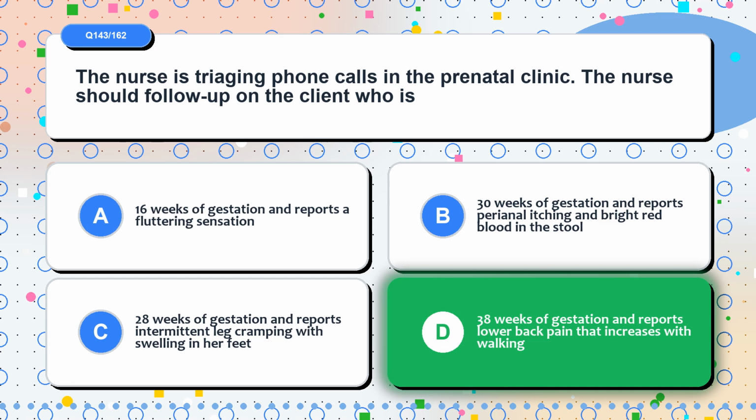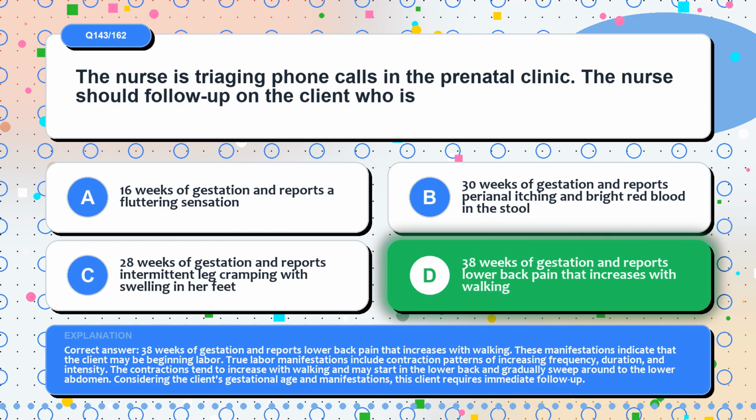The correct answer is option D, 38 weeks of gestation and reports lower back pain that increases with walking. These manifestations indicate that the client may be beginning labor. True labor manifestations include contraction patterns of increasing frequency, duration, and intensity. The contractions tend to increase with walking and may start in the lower back and gradually sweep around to the lower abdomen. Considering the client's gestational age and manifestations, this client requires immediate follow-up.